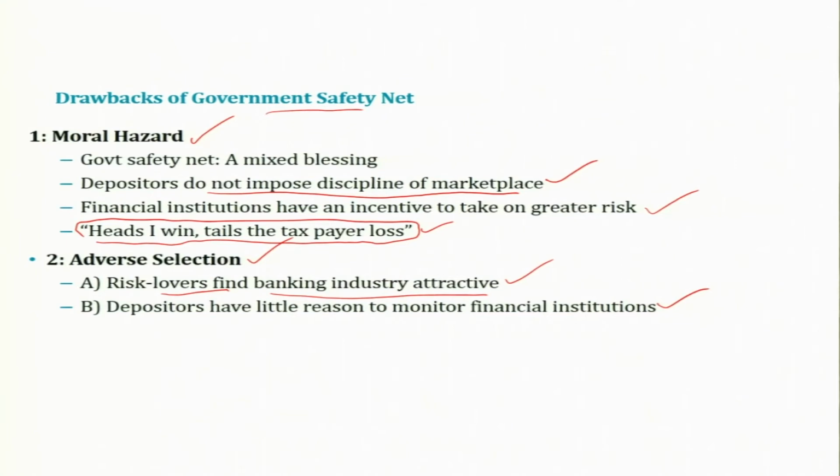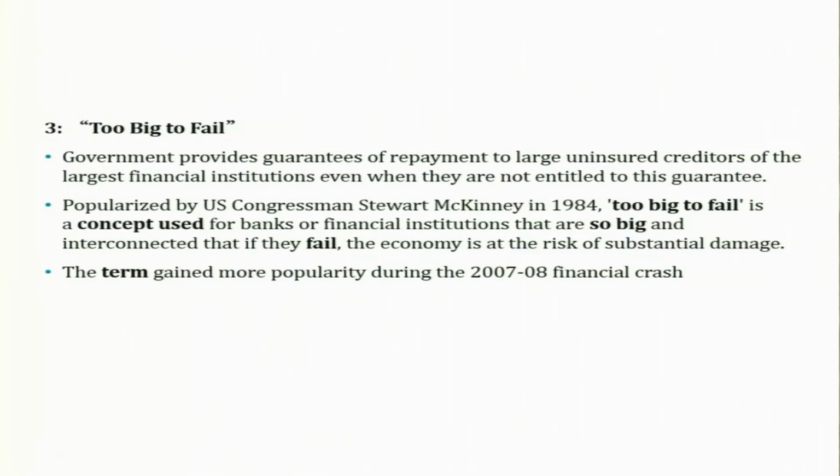So overall, because of the government safety net in the form of Deposit Insurance Corporation, we can see that it will be encouraging, that means it will be directly or indirectly promoting or aggravating the adverse selection problem as well. To summarize, it will be aggravating the moral hazard problem and the adverse selection problem as well. Not only this, we can also see that it will further make the too big to fail a serious issue.